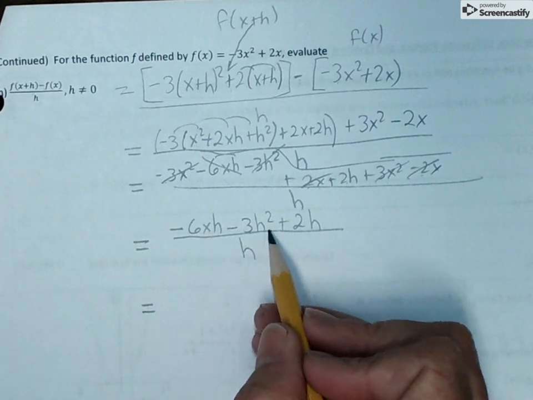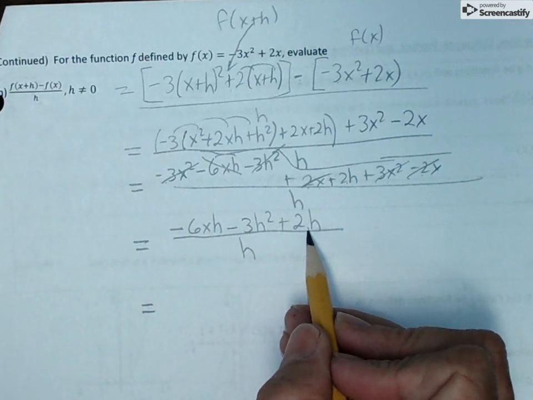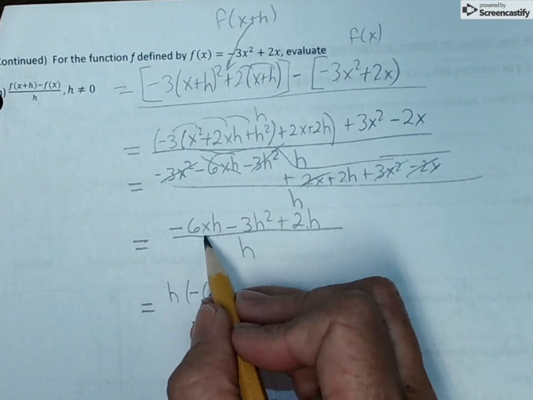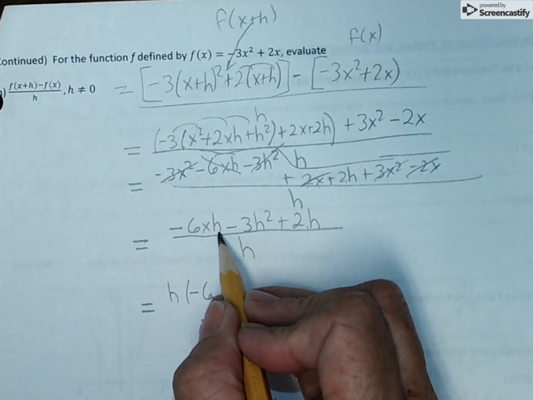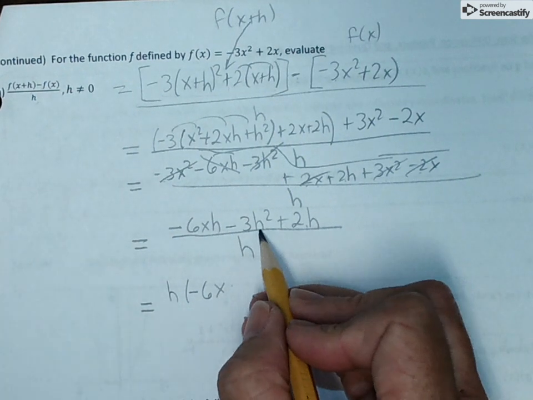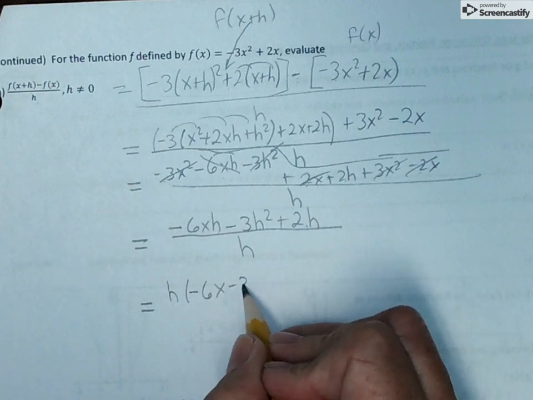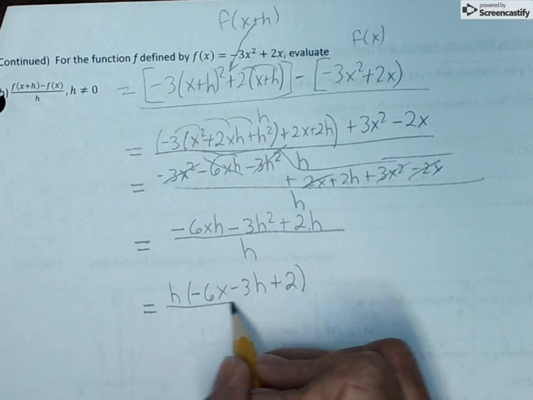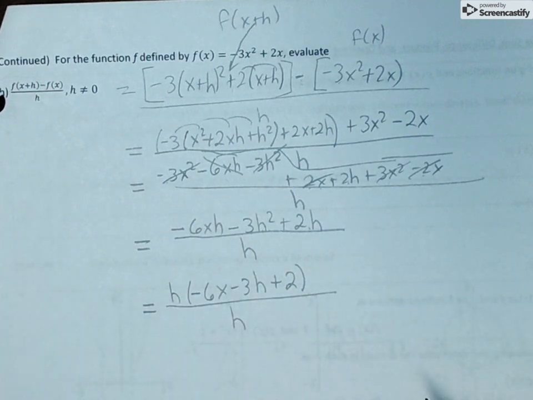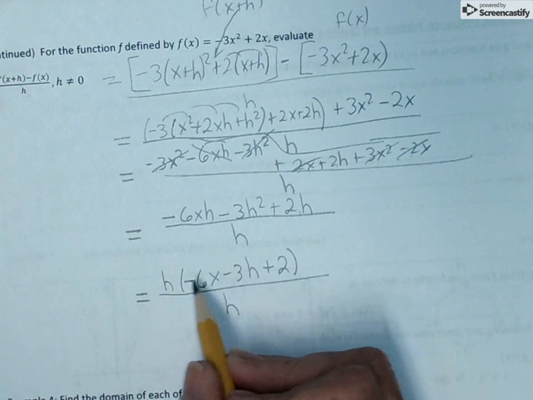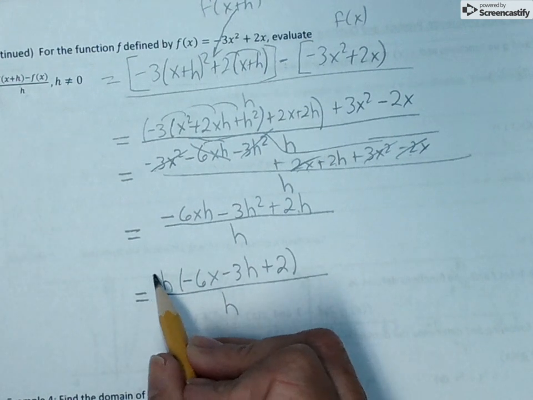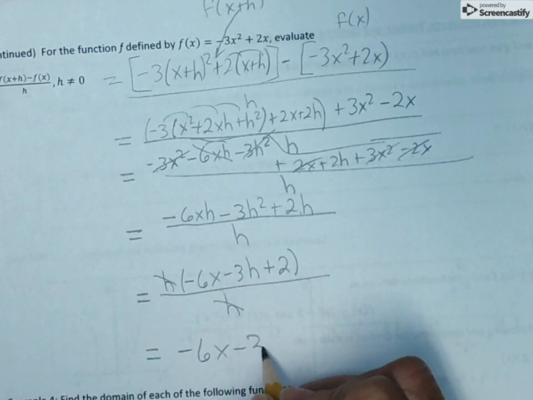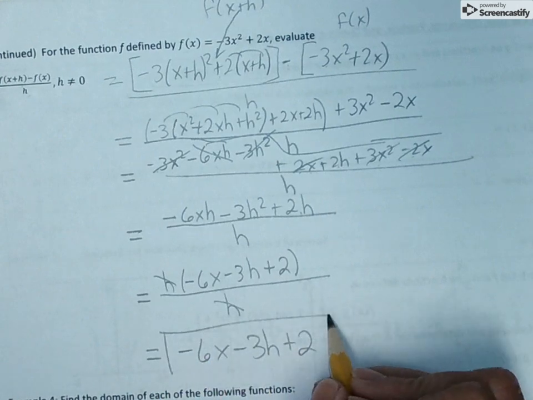Well, you may notice all of these have an h in them. So let's go ahead and factor that h out, because then I'll be able to reduce it with what's on the bottom. So if I divide this first term by h, I get a negative 6x. If I divide the second term by h, I get a negative 3h. And the last term divided by h leaves just a 2. All of that is over h. Now that I've got two things multiplied together, I can go ahead and cancel the h with the h. And I'm left with a negative 6x minus 3h plus 2.